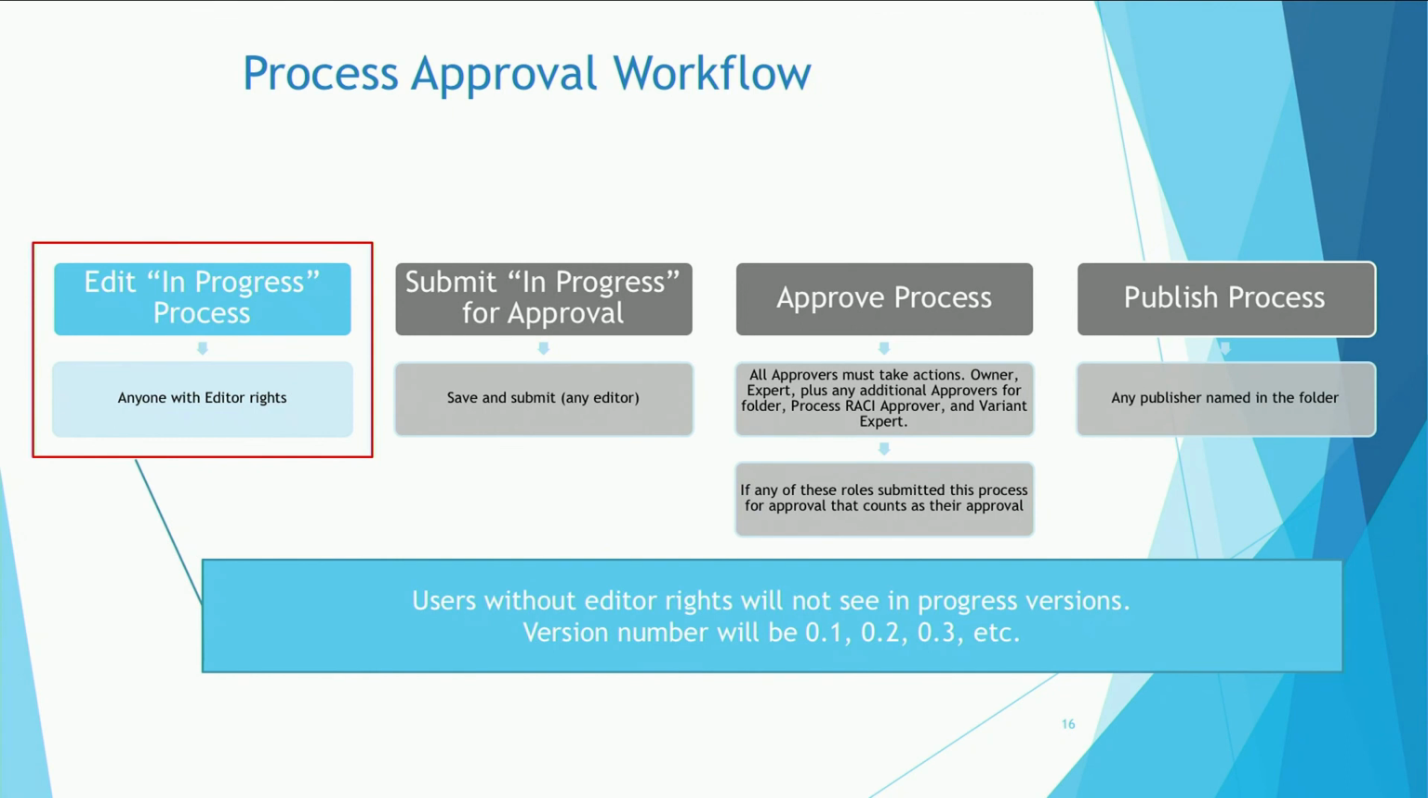Everyone at UC San Diego will be able to see our process maps. So that being said, as an editor, when you create a process map and you haven't yet sent it for approval, the version number will be 0.1, 0.2, etc. And the only folks who can view it are folks with editor rights. So this is going to be the folks that have gone through the full in-person training.